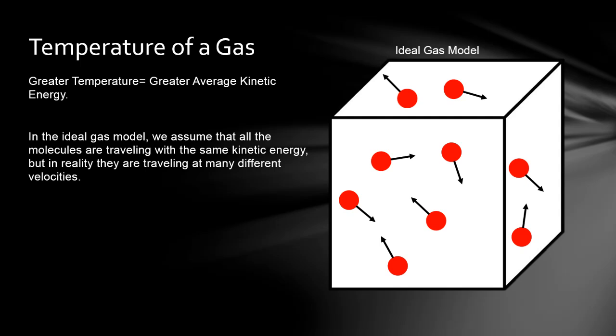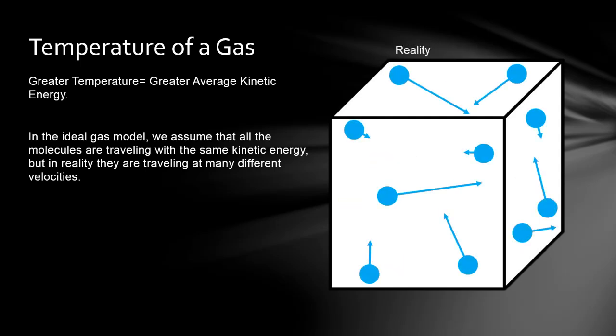We learned in the first lesson of this unit that greater temperatures relate to greater average kinetic energy, and thus to greater velocities of the substance's molecules. In the ideal gas model, we assume that all the molecules are traveling with the same kinetic energy, but in reality they are traveling at many different velocities. Notice how in reality some molecules have greater velocities or temperatures than the others.